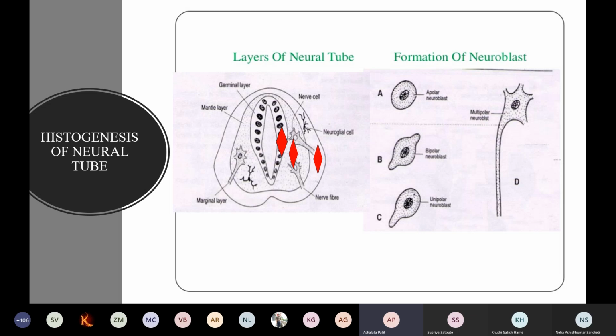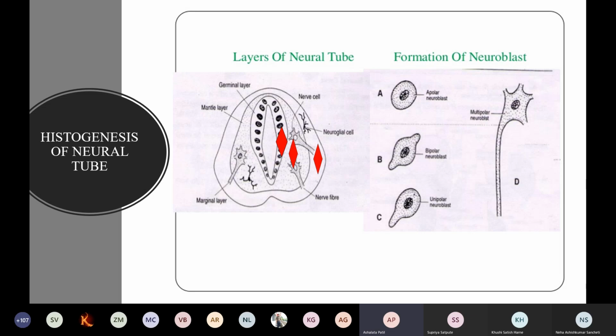Their axons run outwards and form the next layer, called the marginal layer, which consists of the cell processes, that is axons and dendrites. That forms the marginal layer. In some areas, especially in the cerebrum or cerebellum, this mantle zone protrudes outside the marginal zone and forms the cortex, cerebellar cortex or cerebral cortex. So they form the gray matter or the nuclei. So three layers are formed.